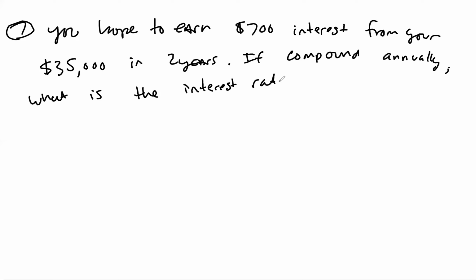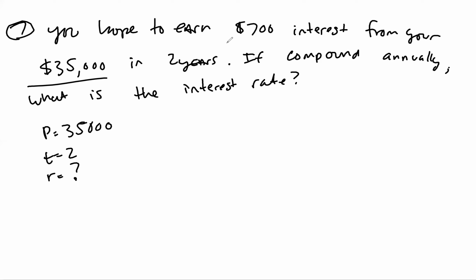Okay, so what we're trying to solve for here is R. So let's go through, read this again, write down everything we know. The value that you initially have to put in there is $35,000. So P is $35,000. T is 2 years. R is a question mark, we don't know.